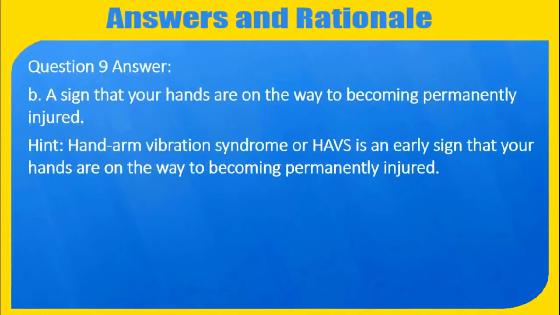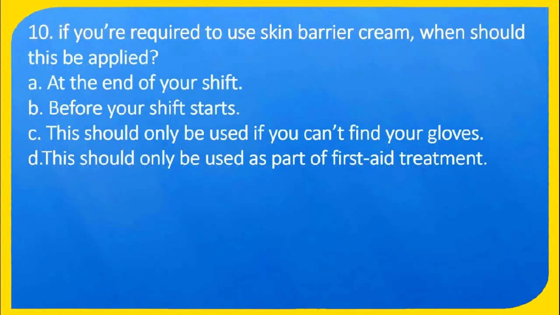Question 9 answer, B. A sign that your hands are on the way to becoming permanently injured. Hint, hand arm vibration syndrome or HAVS is an early sign that your hands are on the way to becoming permanently injured. Question 10. If you're required to use skin barrier cream, when should this be applied?